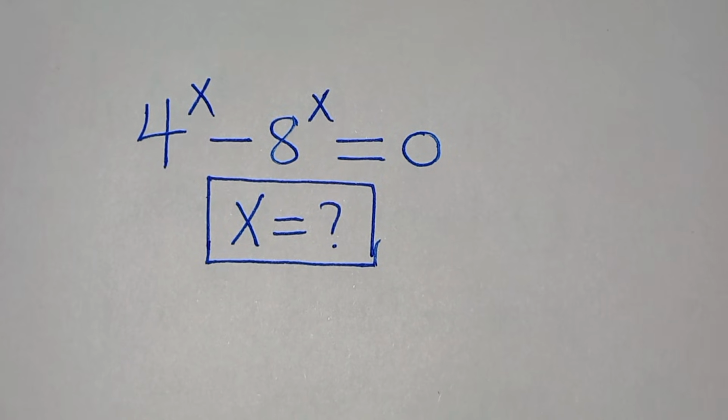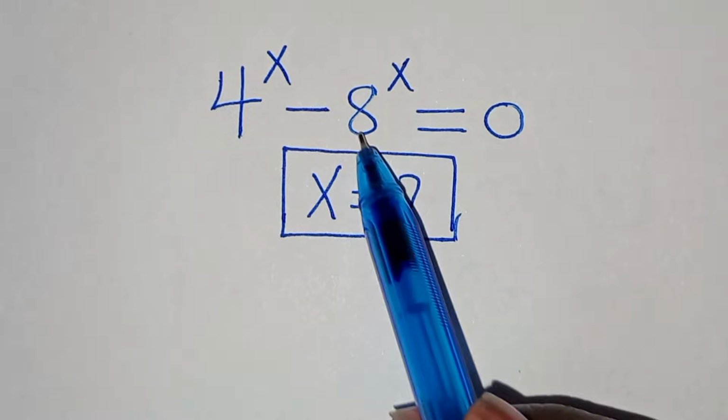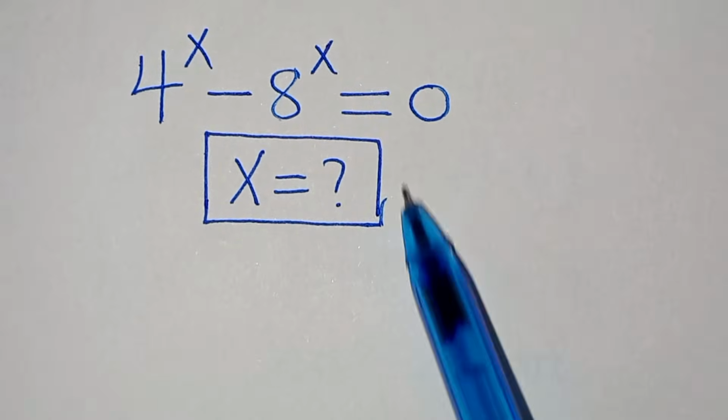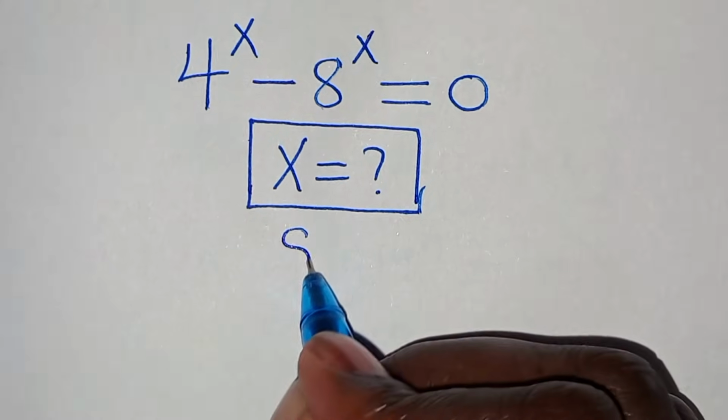You're welcome to solve this nice exponential equation, which is 4 to the power of x minus 8 to the power of x. This is equal to 0. So what is the value of x? Now let's provide a solution from here.